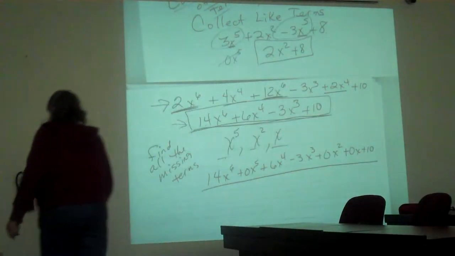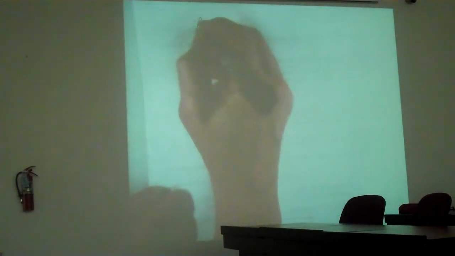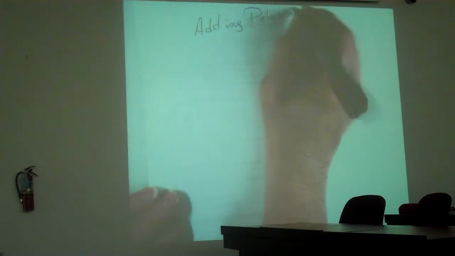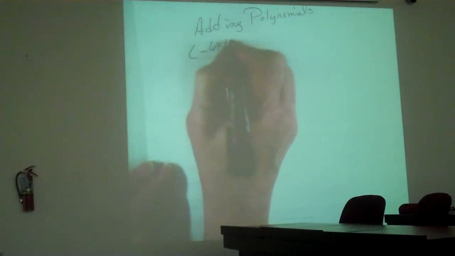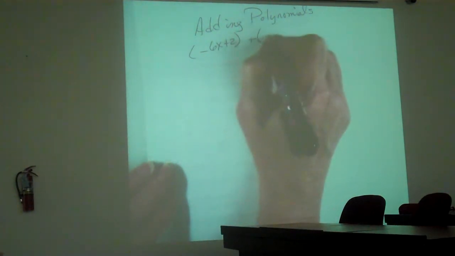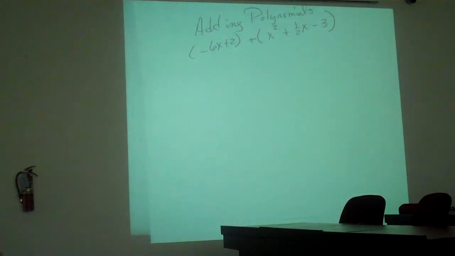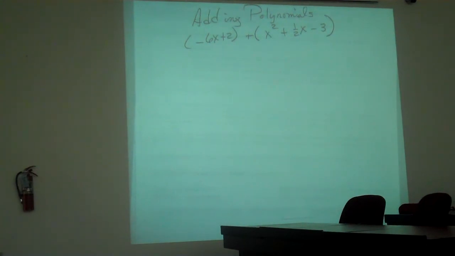4.4, you're adding and subtracting polynomials. Okay, if you're adding polynomials, it'll be like if you have negative 6x plus 2 plus x squared plus 1/2 x minus 3. That's actually number 3. There's really no reason for them to give this with parentheses, but they do. You could just drop the parentheses and collect your like terms.